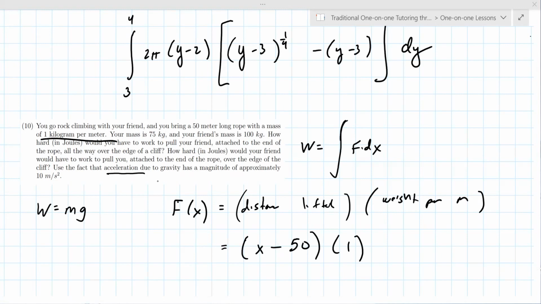Oh, I think we have to add in the mass over the length. The rope itself is 1 kilogram per meter, but we have to take into account that there's 100 kilograms also over 50 meters, which is another 2 kilograms per meter.